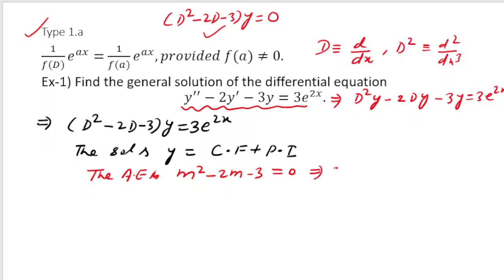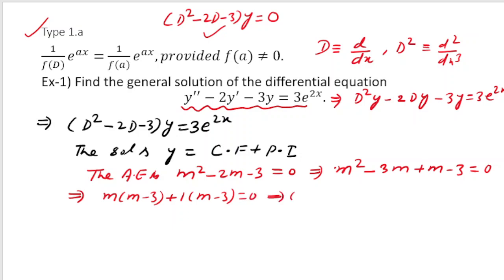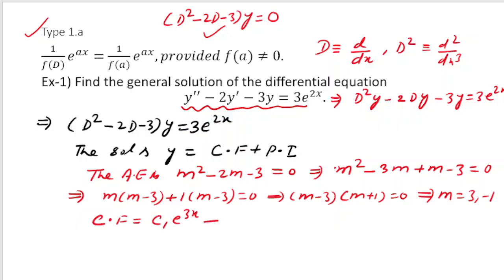We can factorize it, and we will get m square minus 3m plus m minus 3 is equal to 0. Here I can take m common, m minus 3, and plus 1 common, m minus 3 is equal to 0. So we get m minus 3 into m plus 1 is equal to 0. So we got two roots, that is m is equal to 3 and minus 1. So what is the complementary function? The complementary function is c1 e to the power 3x plus c2 e to the power minus x. It is the same thing as the solution in the case of the homogeneous linear differential equation, right?